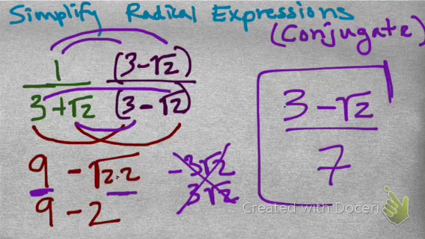And I check and see, but there's no more I can do. The 3 and the invisible 1 and the 7 don't have anything other than 1 in common, so I can't reduce the numbers, and I don't have any other radicals to try and combine. So we are finished.